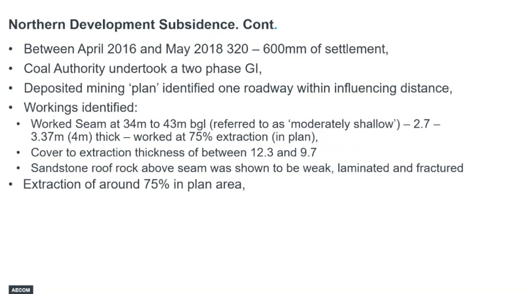Again, I can't really comment on the original work that was done, but we can see there's some interesting themes going on here. There was a sandstone roof rock above this seam, but it was shown to be weak, laminated and fractured. And another interesting point here that I've tried to follow through on the talk so far is that extraction for this particular mine was considered to be 75% in plan area. So a lot of coal was taken out of this site.